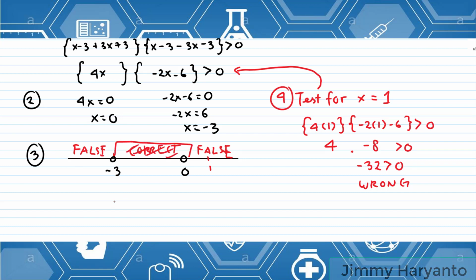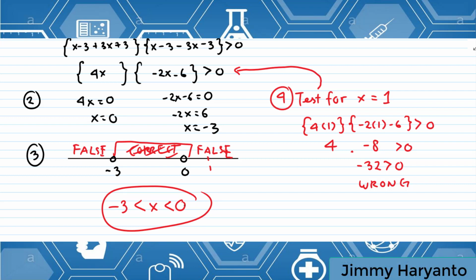So the solution will be negative 3 less than x less than 0. There you go. That is how to solve absolute function inequalities. This is the last section of chapter 1. So we have already finished chapter 1.